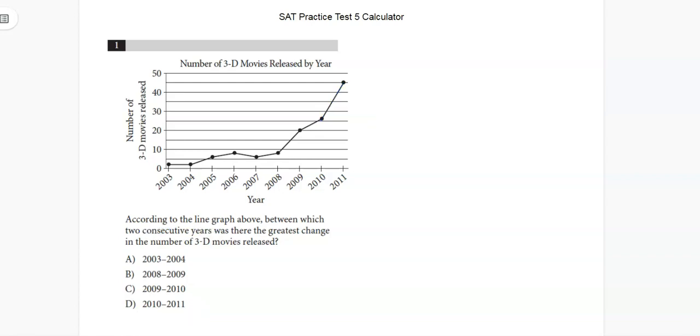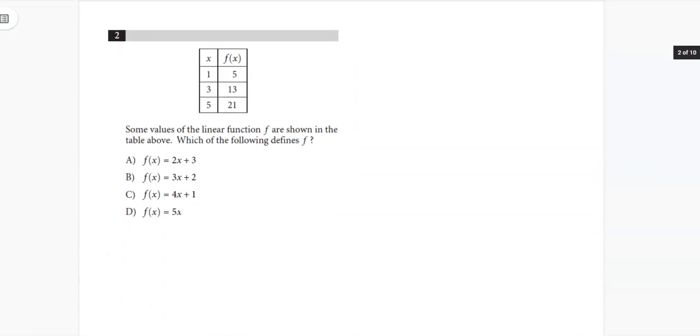All right, moving right along. Going down to number 2. We have functions. We have a little table going here. So let's see what we got. Some of the values of the linear function are shown in the table above. Which of the following defines f? So a couple different ways you can do this.